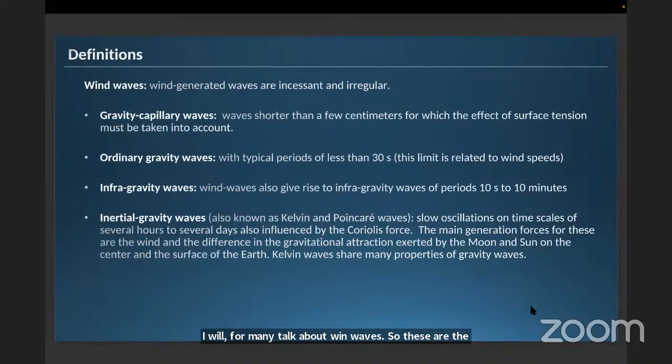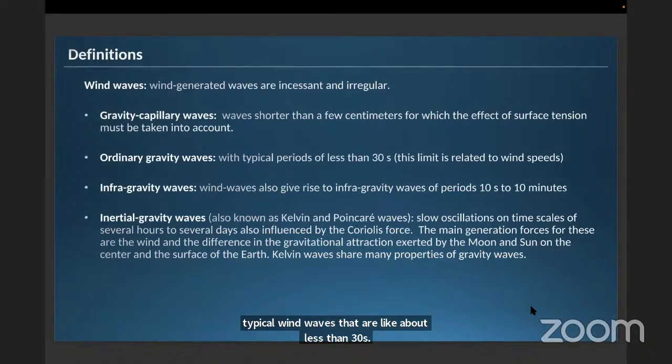And they can go from capillary waves that are a few centimeters long towards typical wind waves that are about less than 30 seconds of period. Infragravity waves are waves generated both by wind and wave-wave interaction that can have slightly longer periods. And there are also inertial gravity waves, and I won't talk so much about that, but it's typically Kelvin and Poincaré waves that are influenced both by wind and the Coriolis force.